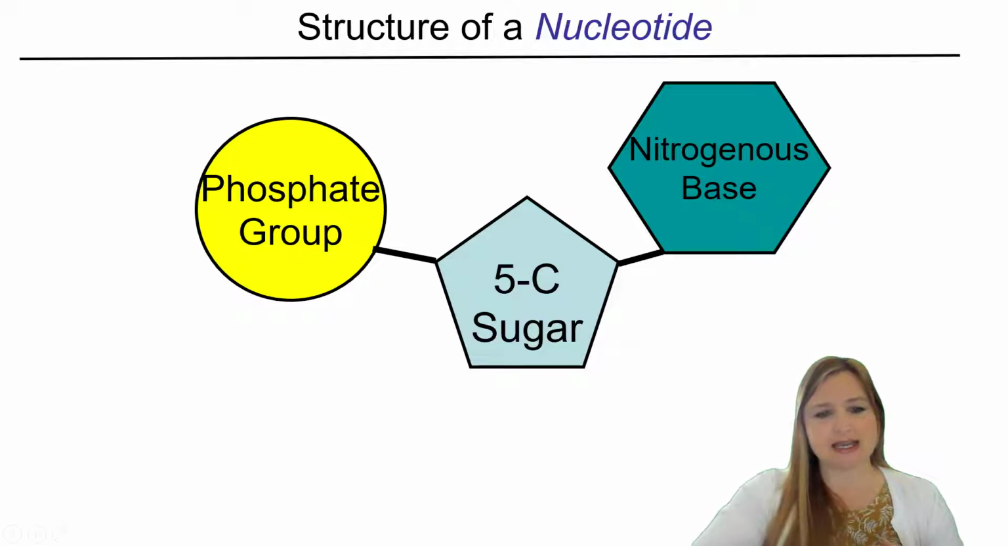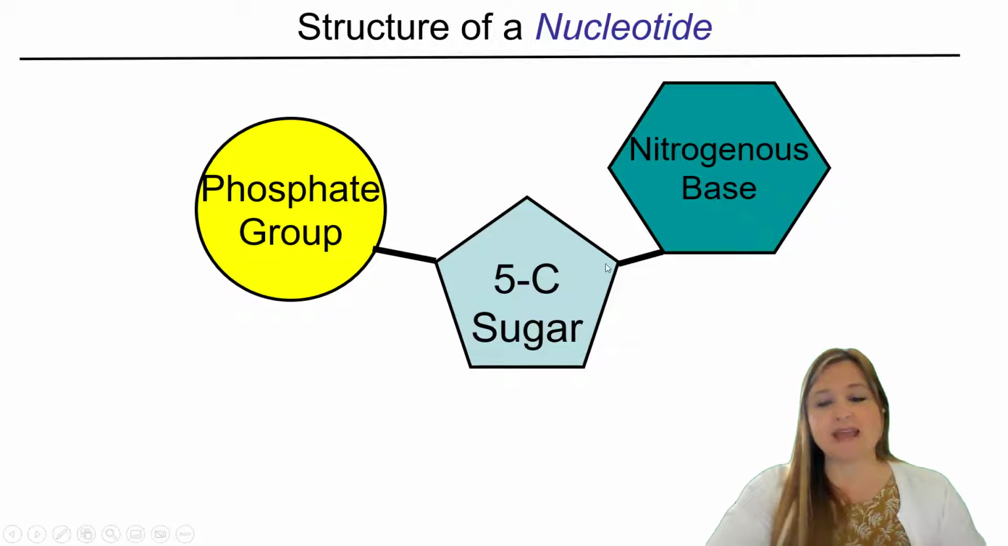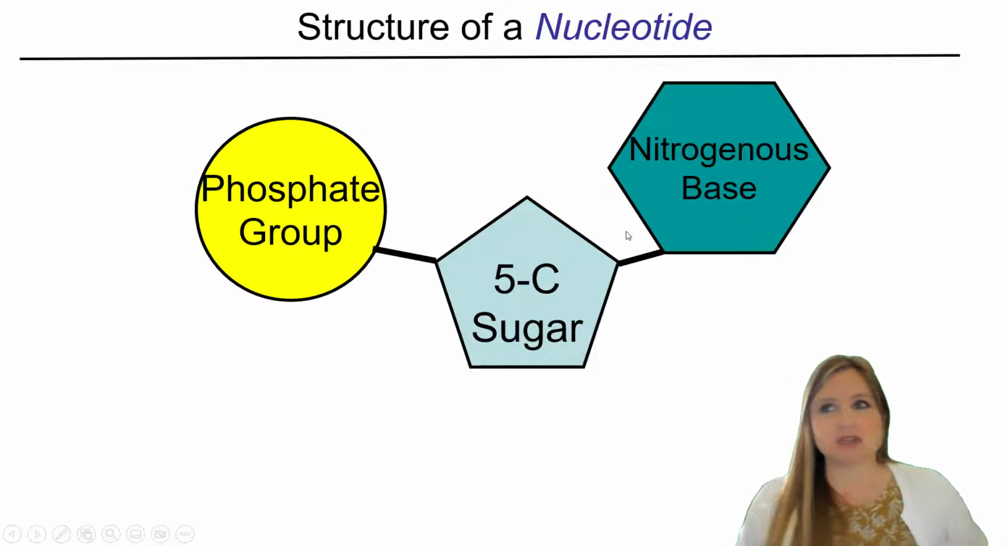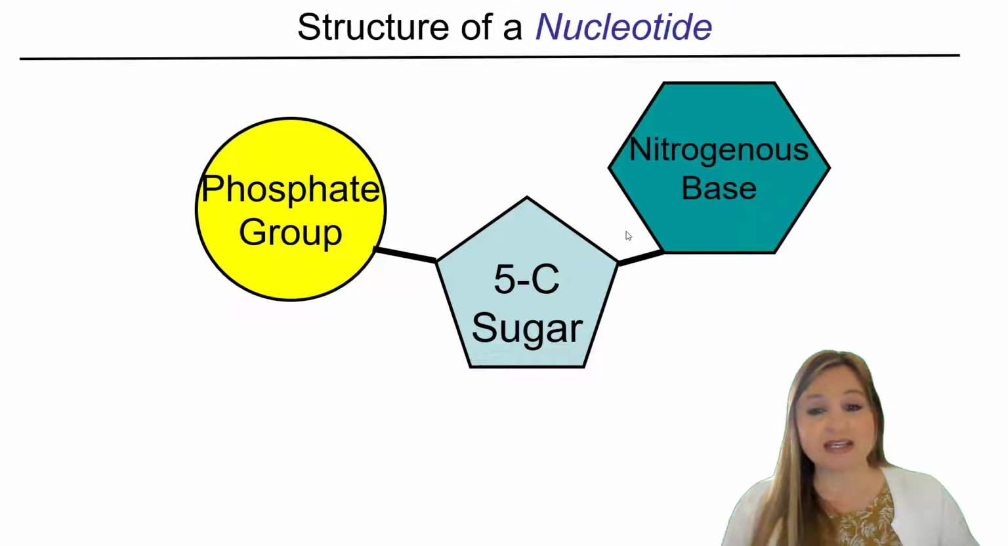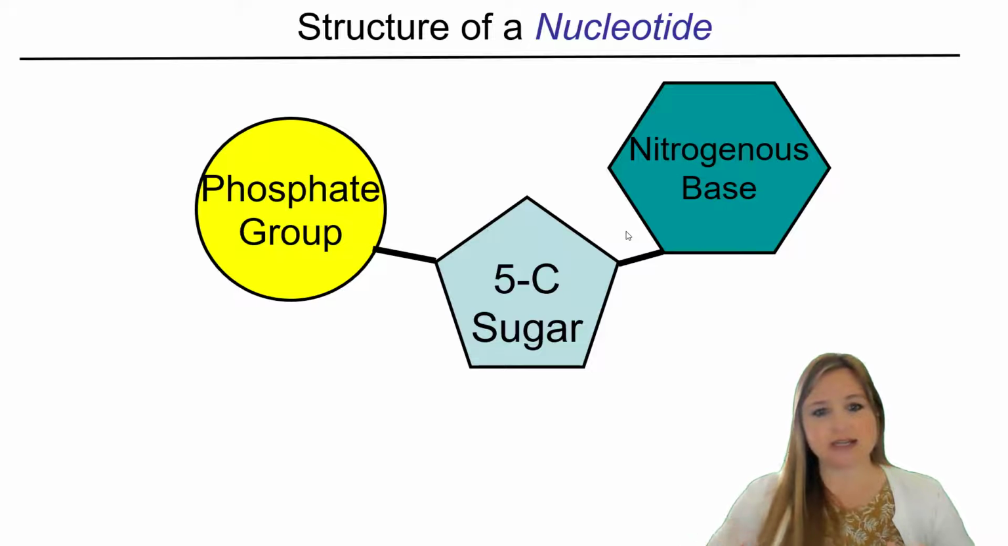In a nucleotide, we have a phosphate group, and that phosphate group is attached to a sugar that has 5 carbons. And then on the other side of the sugar is bonded what we call a nitrogenous base, which sometimes you'll hear called a nucleobase or just a base. So this is the structure of a nucleotide.